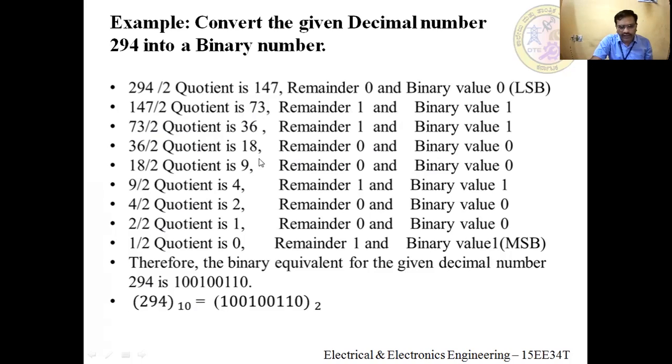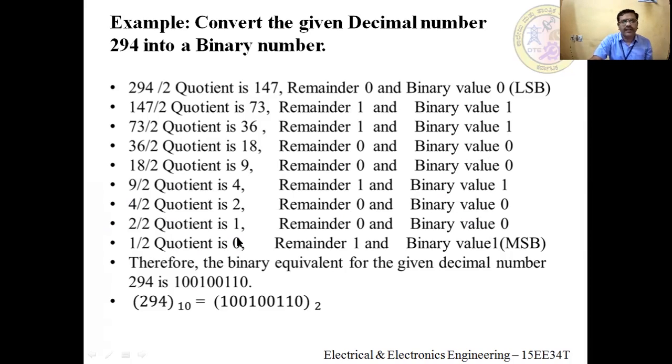So you have to repeat the steps. 36 divided by 2, quotient is 18, remainder is 0, binary value is 0. Then 18 divided by 2, quotient is 9, remainder is 0, binary value is 0. 9 divided by 2, quotient is 4, remainder is 1 and binary value is 1. 4 divided by 2, quotient is 2, remainder is 0, binary value is 0. 2 divided by 2, quotient is 1, remainder is 0 and binary value is 0. 1 divided by 2, quotient is 0.